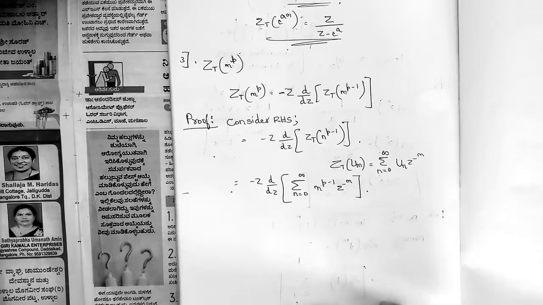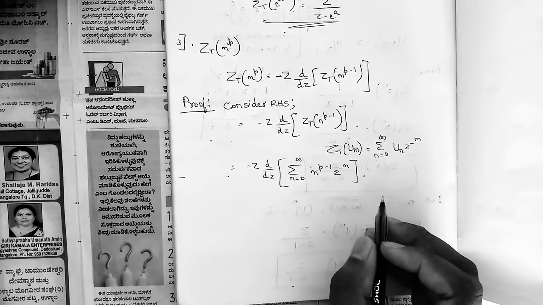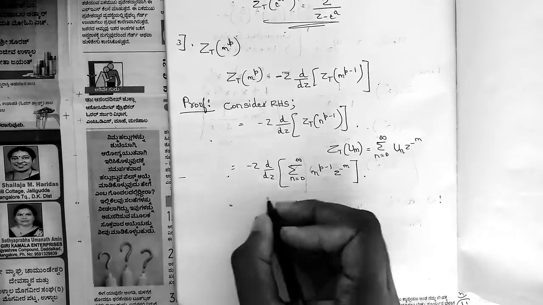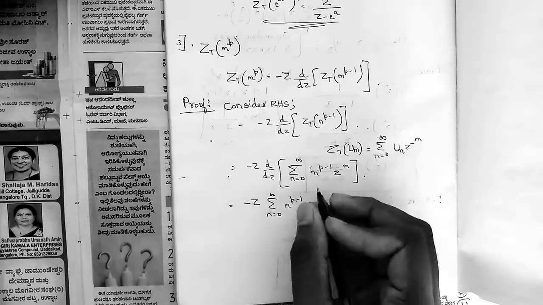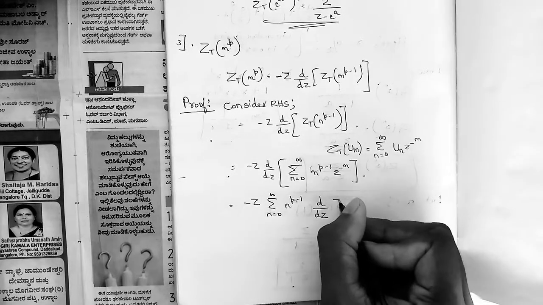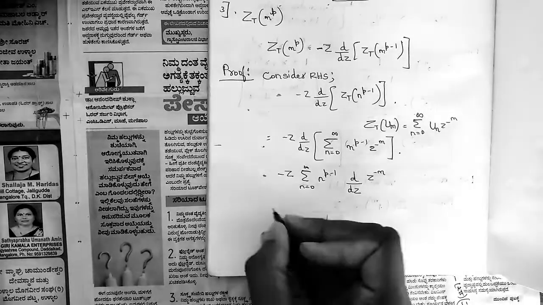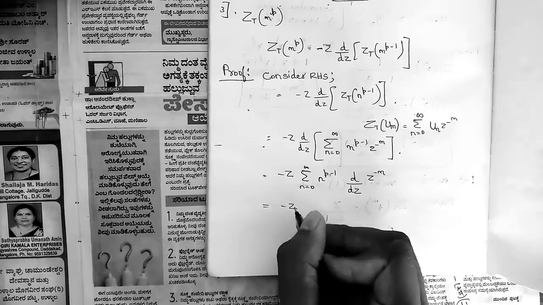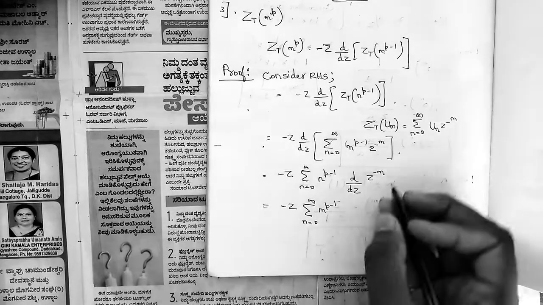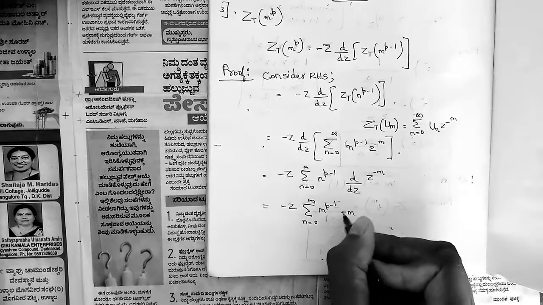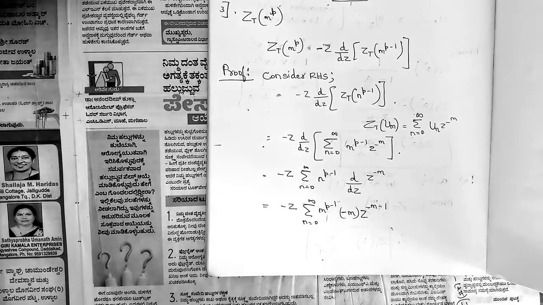Here we can apply one property we have studied, called the linearity property. Here n power p minus 1 is a constant, so we can take that outside along with the summation. Into the differentiation of what is remaining here, z to the power minus n. So now we need to differentiate this z to the power minus n, just keep the rest as it is. What is the differentiation of z to the power minus n? Minus n, we need to write first, into z to the power minus n minus 1.